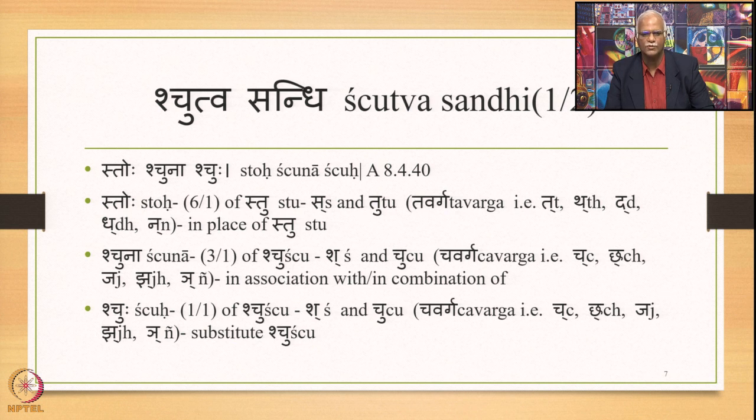The other word is ścunā, which is 3/1 of ścu. Ścu consists of two elements, śa and cu. Cu refers to cavarga, that is ca, cha, ja, jha and ña. So ścunā means in association with or in combination of. The third word in the sutra is ścuḥ, 1/1 of ścu, which is once again śa and cu, where cu refers to cavarga, that is ca, cha, ja, jha, ña. Ścuḥ then means substitute ścu.